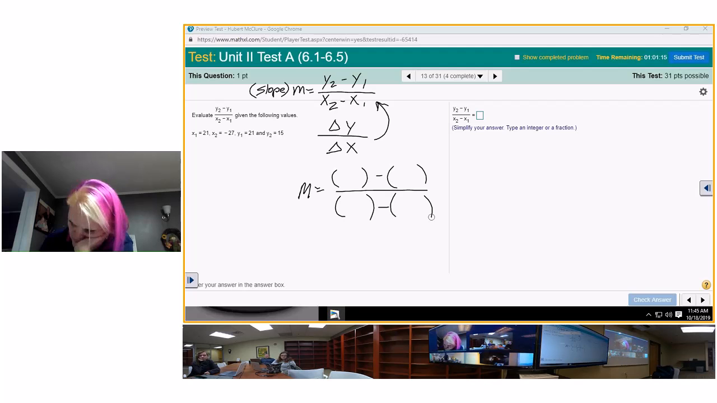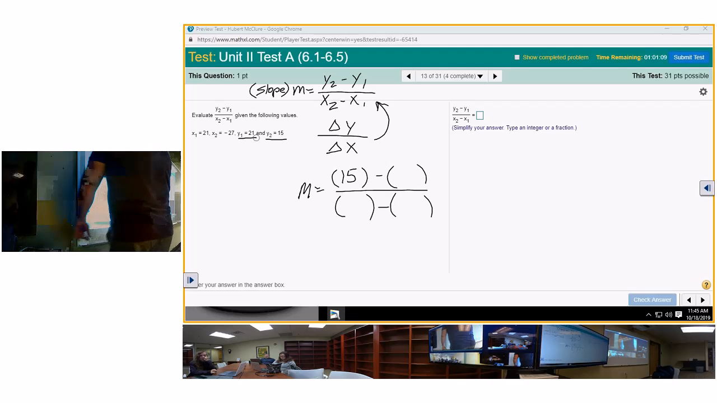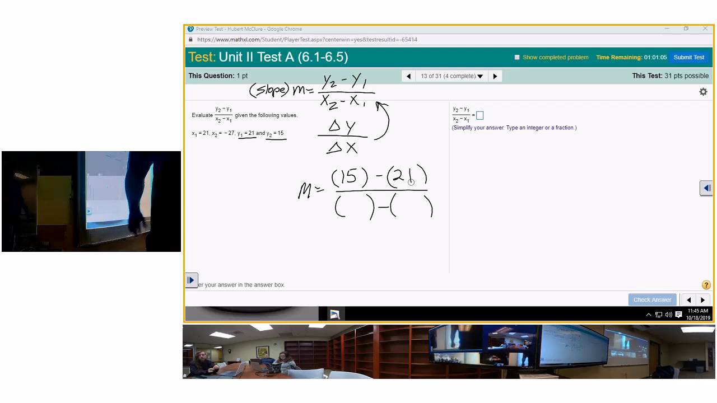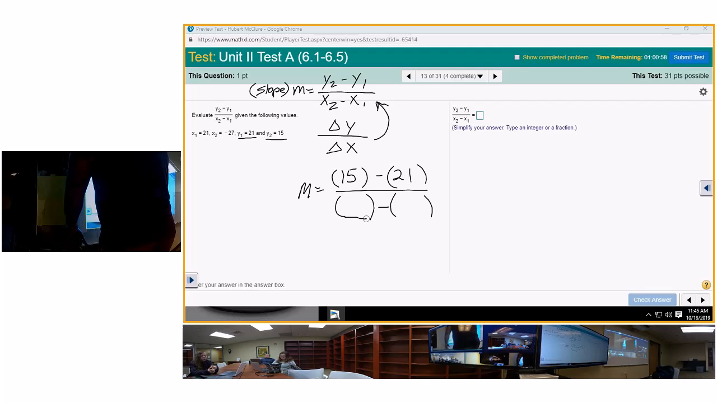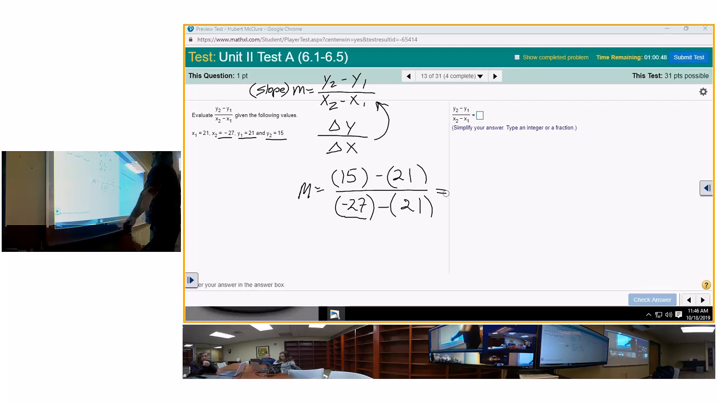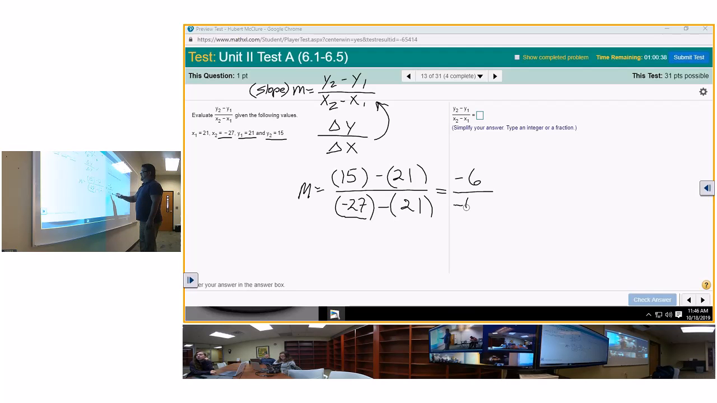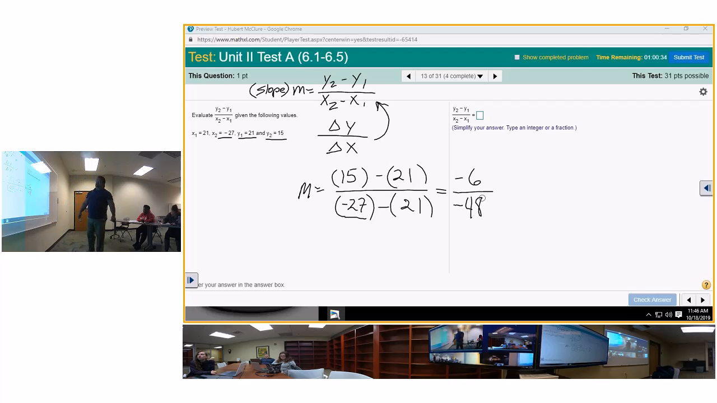So, what goes in the y sub 2 spot? 15. What goes in the y sub 1 spot? 21. That one's okay because you don't have a negative or a fraction. What about x sub 2? Negative 27. There's a negative. Negative 27 and 21. So what is 15 minus 21? Negative 6. Be careful here. What is negative 27 minus 21? Negative 48. I guarantee you somebody might say, oh, that's a negative 6 or 6. That's why you have to make sure you have those parentheses.